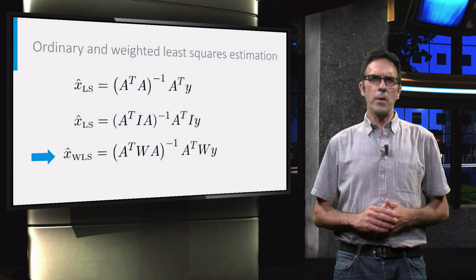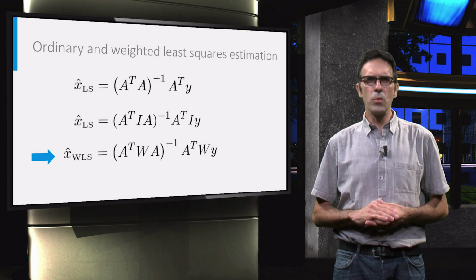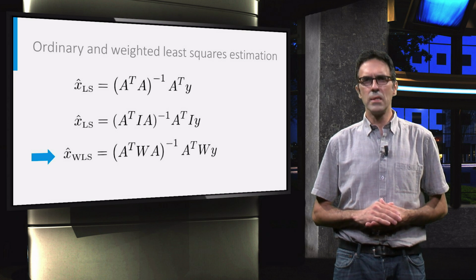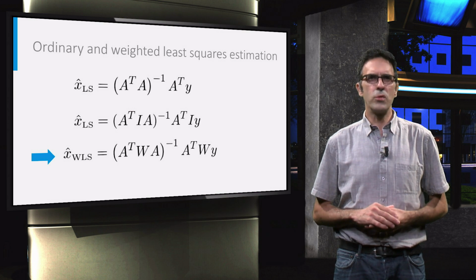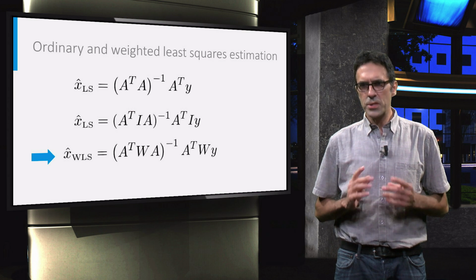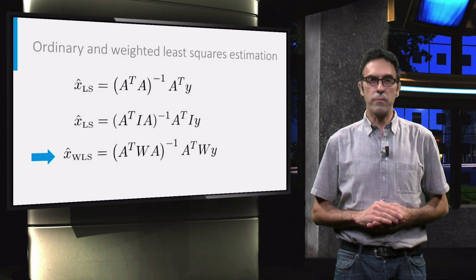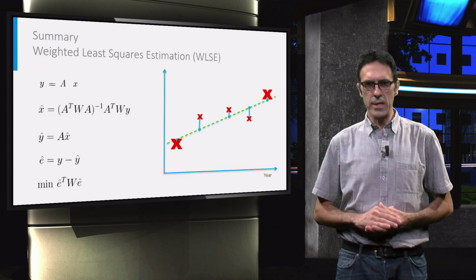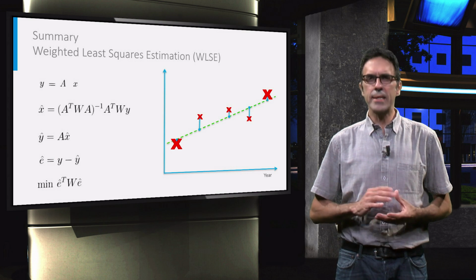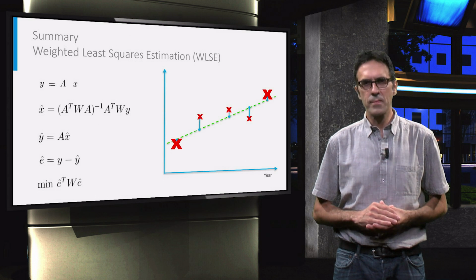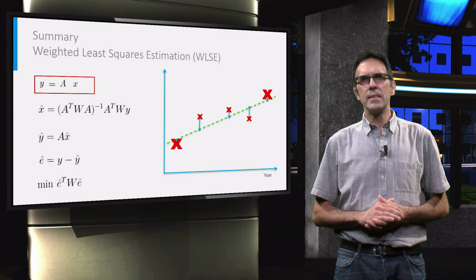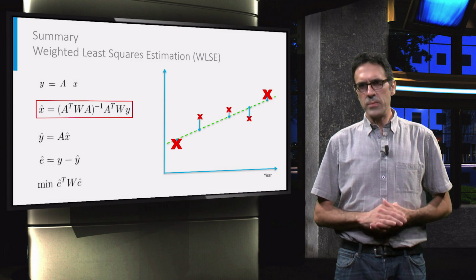However, this set of equations does not give us a clue on how to find the optimal weight matrix W. It seems rather subjective to insert particular values in this matrix. We're going to discuss this issue in the context of BLUE, Best Linear Unbiased Estimation. But first, let's recap the weighted least squares estimation solution. We formulated our y = Ax problem and came to the least squares estimate x hat.